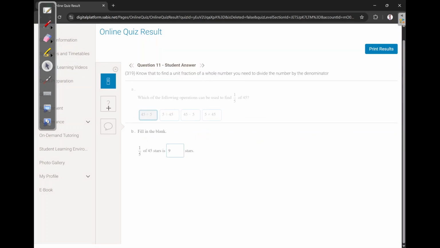Question 11. Okay, now here we divide 45 by the denominator, which equals 9. We divide it by 5, and then it's 9, and then here we have the answer from here, because 45 divided by 5 equals 9.